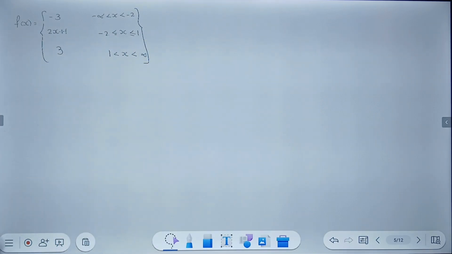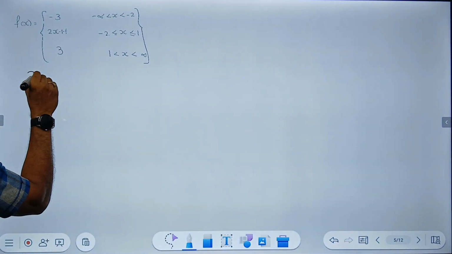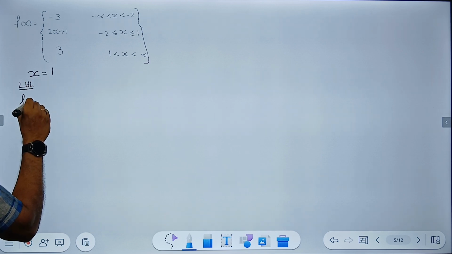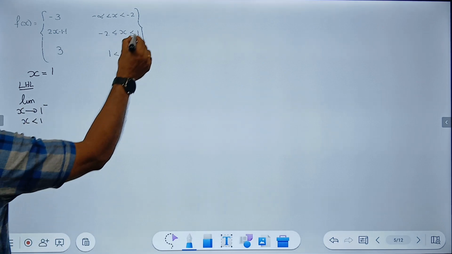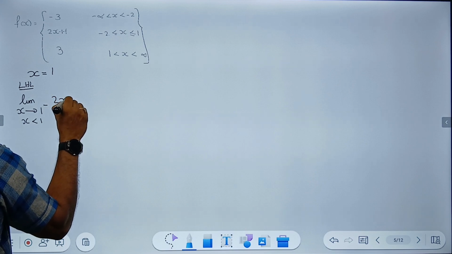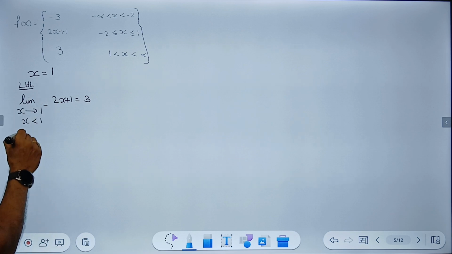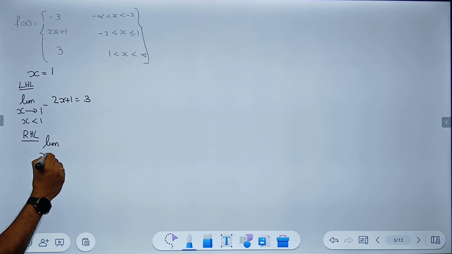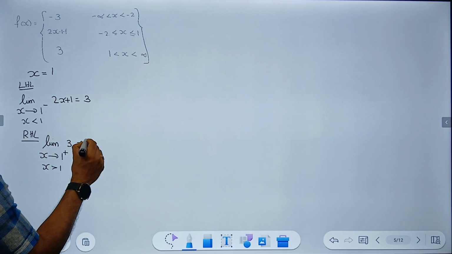Now my second doubt is about x is equal to 1, whether it's continuous or not. So take x is equal to 1. What is my left hand limit? My left hand limit is limit x approaches 1 minus. 1 minus means definitely less than 1. Less than 1 means it is 2x plus 1, which happens to be 3. Correct? And you put x is 1. Now what is your right hand limit? My right hand limit is limit x approaches 1 plus. 1 plus means definitely greater than 1. If it is greater than 1, the function is 3 itself, independent of x, so the limit is 3.